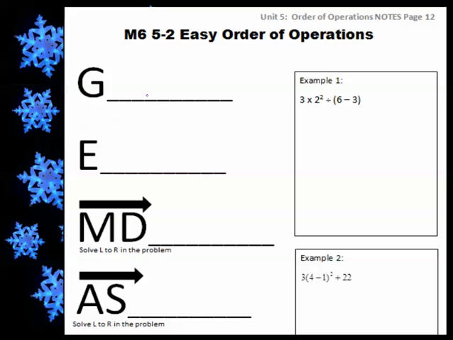Now, in elementary school, you may have talked about PEMDAS. But in middle school, we're going to talk about it as GEMDAS. And the reason for this is because we start to work with different types of grouping symbols in 6th grade rather than just parentheses. So the G in 6th grade is going to stand for groupings.